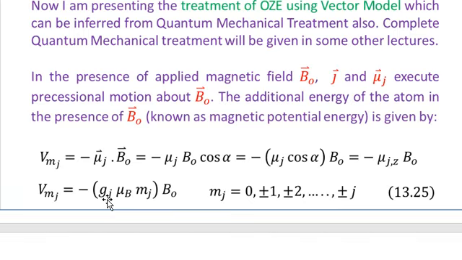Gj is actually the total Landé g factor. Mu B is the Bohr magneton. Mj is the total magnetic quantum number. And B naught is the applied magnetic field, where the total magnetic quantum number of the atom under the application of the magnetic field is Mj equal to 0, plus minus 1, plus minus 2, and so on up to plus minus j. That is, the maximum value that Mj can take is plus minus j.